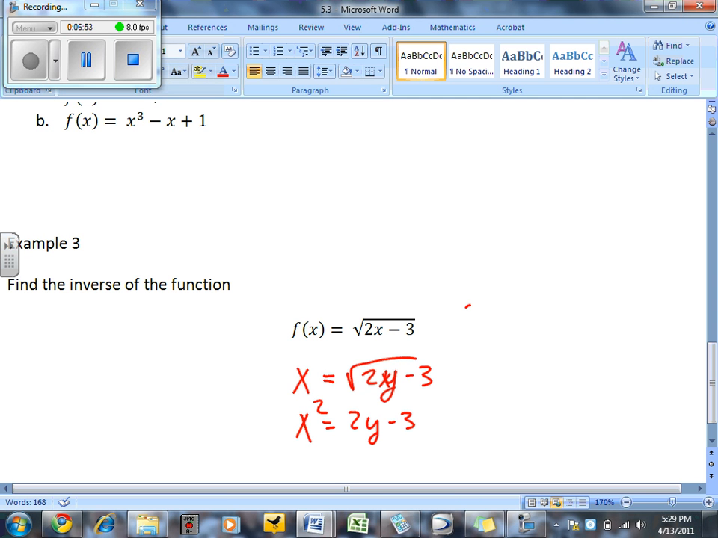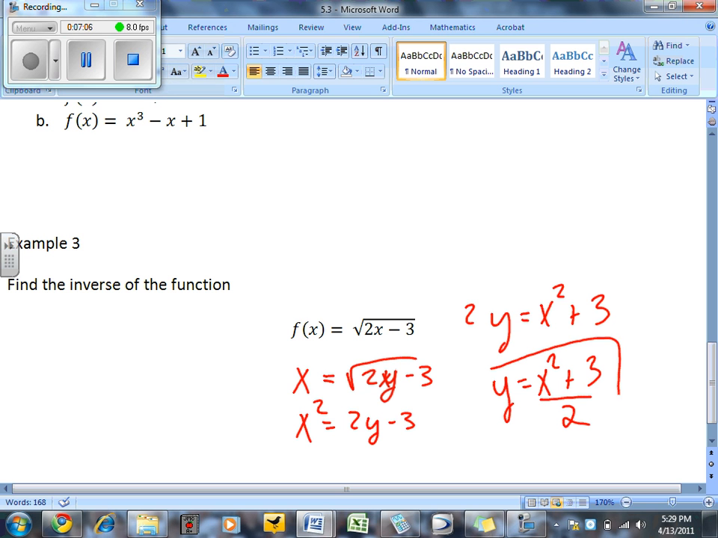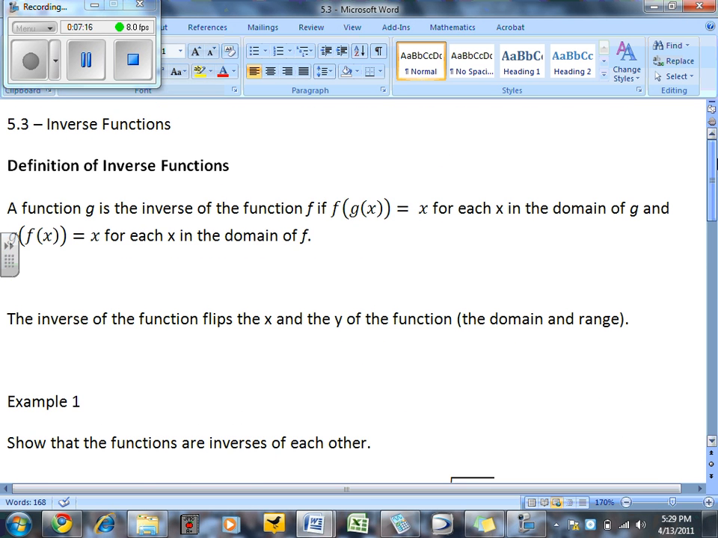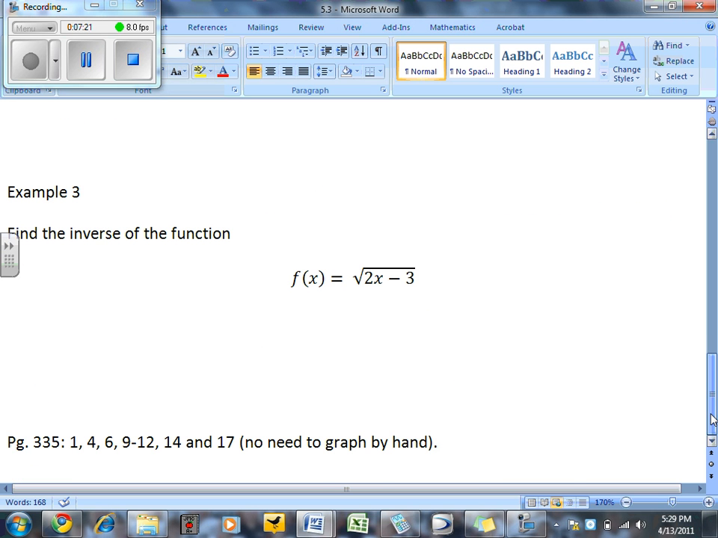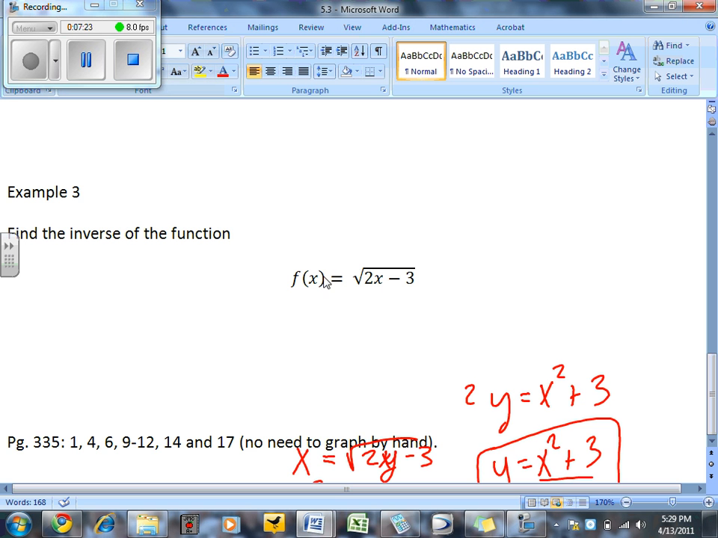So I have 2y equals x squared plus 3. Divide by 2, so I have y equals x squared plus 3, all over 2. Now keep in mind that this inverse is going to have the domain and the range of the original function as well. That was part of the definition up top here: for each x in the domain of g, everything that was in the domain here has got to be in the range here.